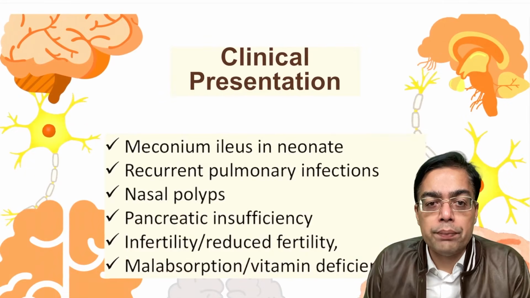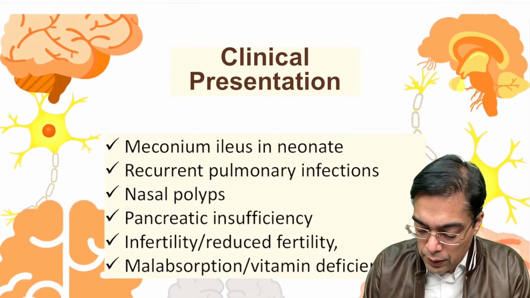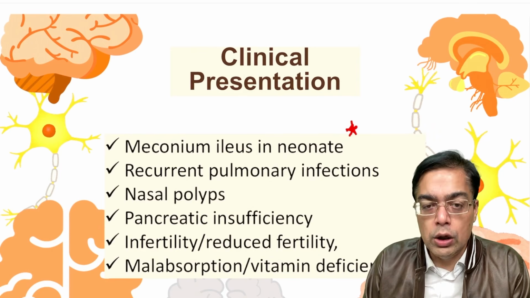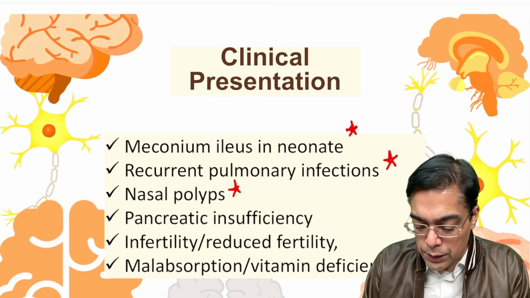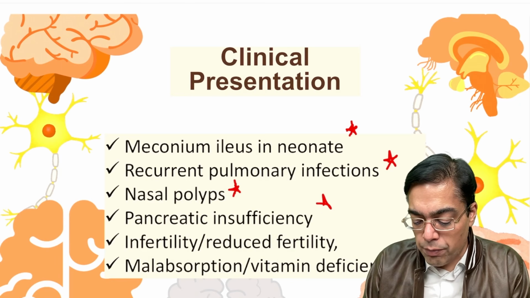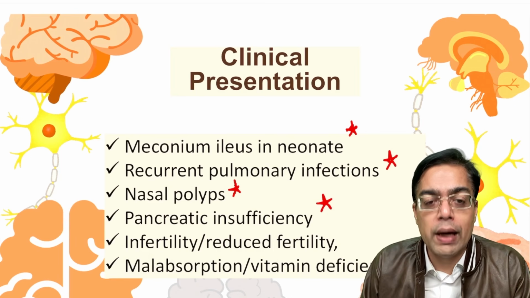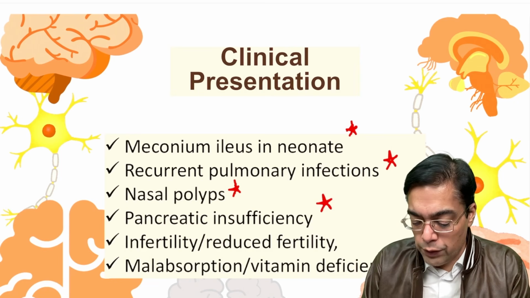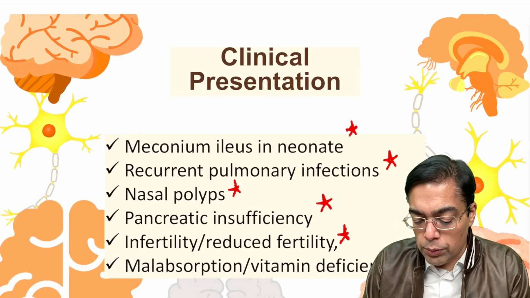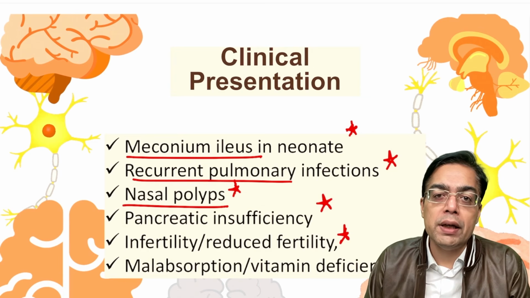Talking about the next one. Clinical presentation where the question makes a mention of a patient who is going to have meconium ileus in a neonate, or recurrent pulmonary infections, or the patient is a child with nasal polyps, or features suggestive of pancreatic insufficiency. There can be a situation where the question makes a mention of malabsorption or vitamin deficiencies, or reduced fertility. Of course, what would come to your mind in case of a child having meconium ileus, recurrent infections, nasal polyp, pancreatic insufficiency?